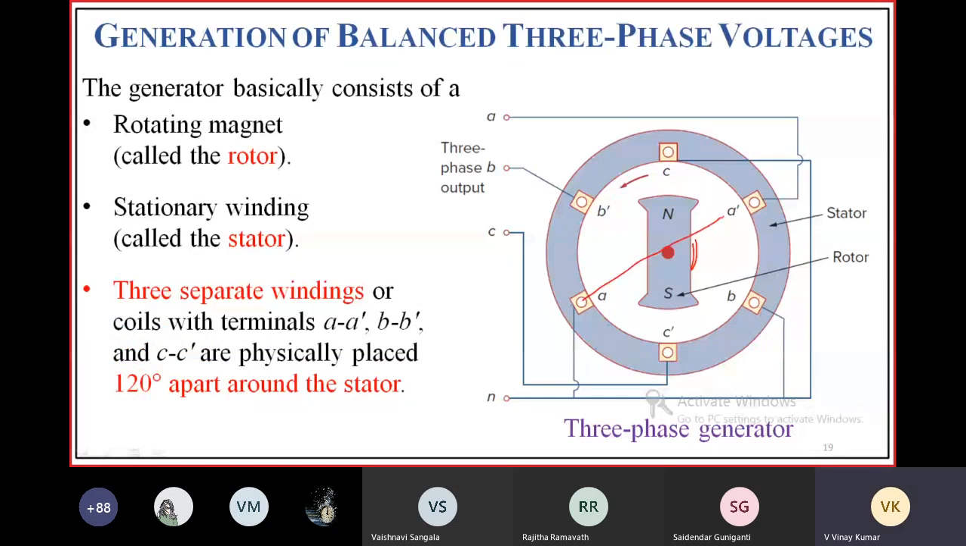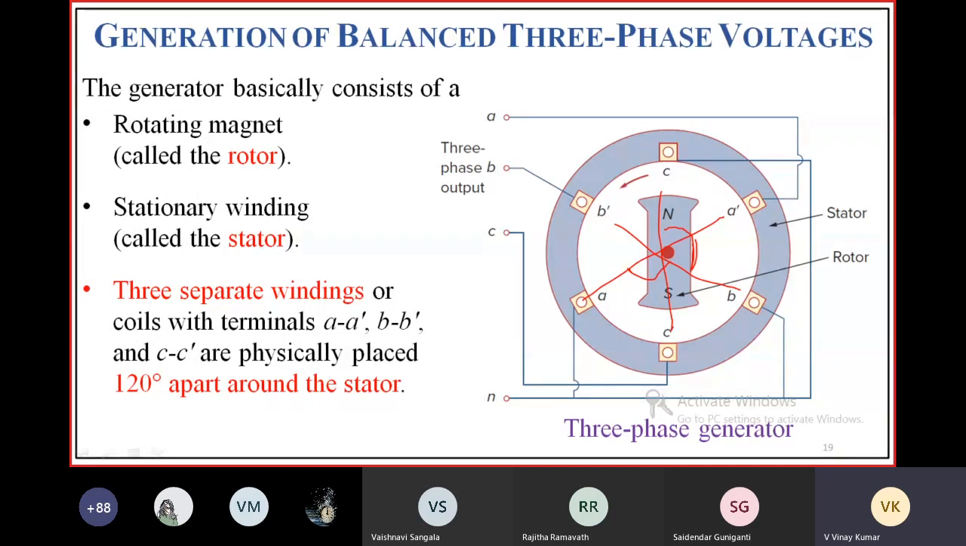This is coil A dash. This is coil B. This is the starting terminal of coil A and this is the starting terminal of coil B, and they are displaced 120 degrees from each other. Coming to coil C, the angle between coil A and coil C is again 120 degrees. All coils are displaced 120 degrees from each other physically.